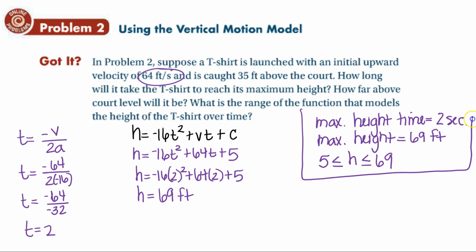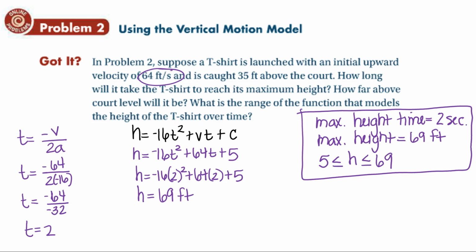So there are the 3 parts. We had a maximum height time of 2 seconds. That maximum height was 69 feet. So the height has a range of between 5 and 69 feet. You guys have problems 3 and 4 in your book right there. I'm going to pause and give you a little bit of time. Number 4 is a little bit different, so make sure and talk it over in your groups.